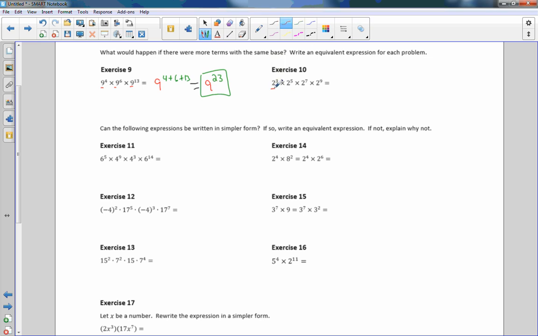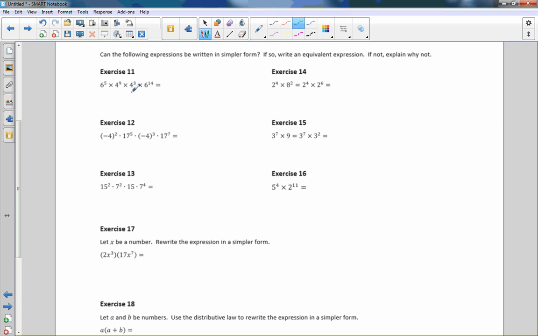Okay, exercise 10, base 2, base 2, base 2, base 2. My simplified solution will have the same base of 2. I'm adding 3, 5, 7, and 9. So it's going to be 3 plus 5 plus 7 plus 9 for my exponent. And when I simplify that, the base does not change. I have 2. And 3 plus 5 is 8, plus 7 is 15, plus 9 is 24. 2 to the 24. Okay.